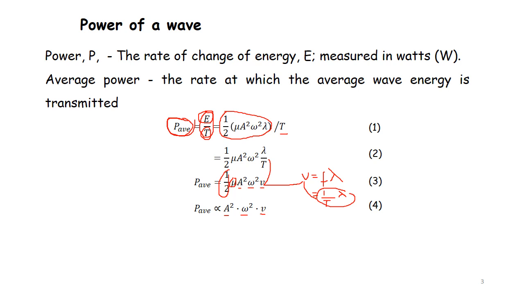So the factors that affect average power for a homogeneous medium will be the amplitude of such wave propagating in the medium, the angular frequency of the wave, and the wave speed. That is, the higher the wave speed, or the higher the angular frequency, or the higher the amplitude, then we have higher power.